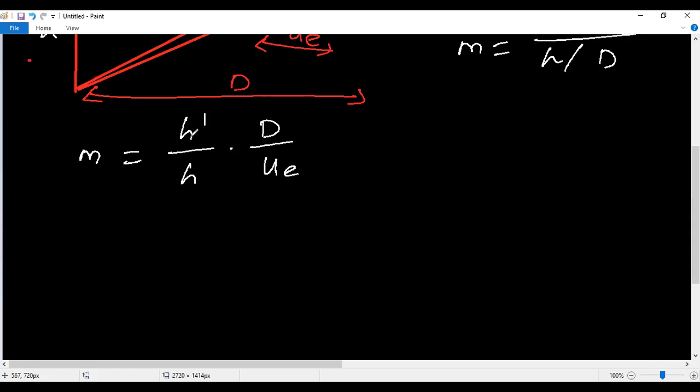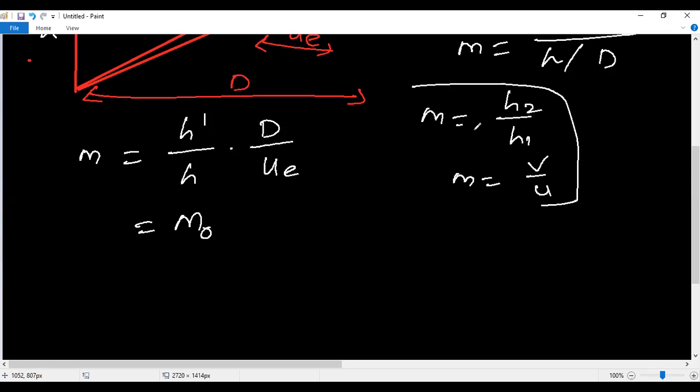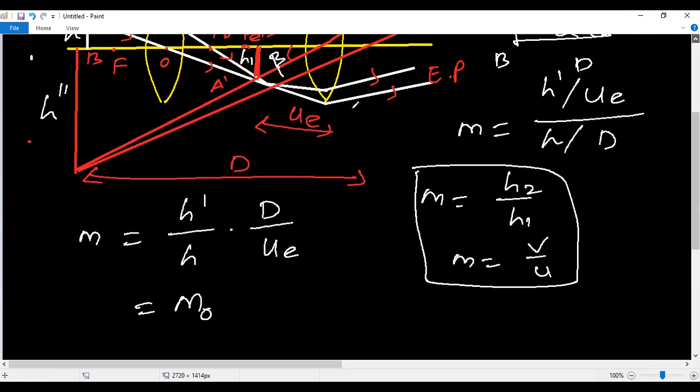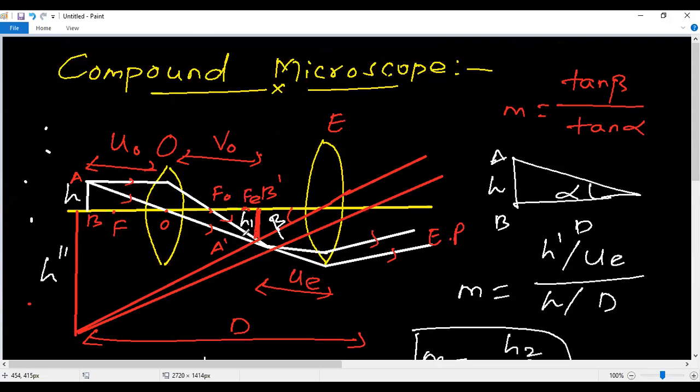Now you know that H dash by H is M naught. M naught means the magnification of the objective lens. D by UE, that is V by U. You know the formula M equals H2 by H1, and another formula M equals V by U, in these two formulas for the lens. H2 means the height of the image, H1 the height of the object. From the diagram, H object, H dash image.